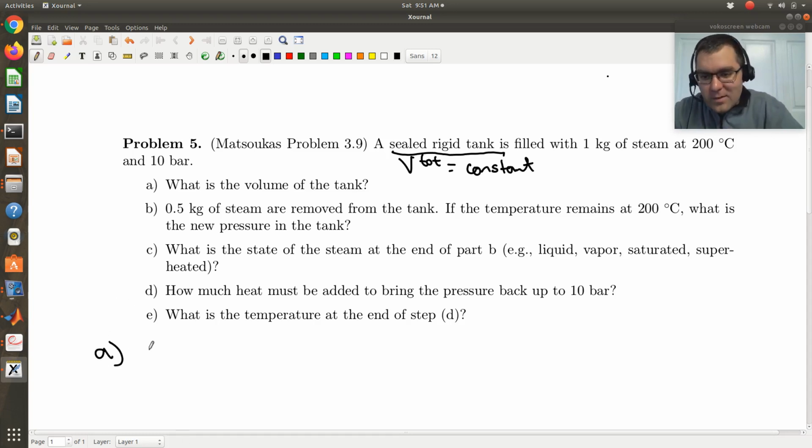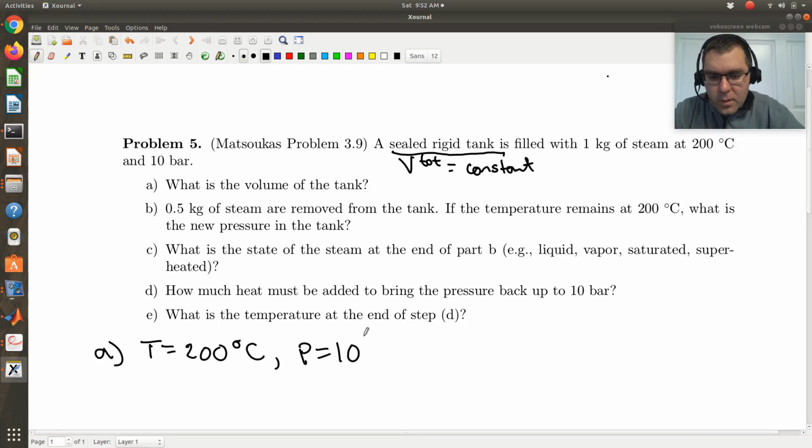So my system is at a temperature of 200 degrees C, and my pressure is 10 bar. And we know from the problem statement that the mass is 1 kilogram. I know the state of my system is going to be fixed since we're given two intensive properties. I want to find the specific volume, in meters cubed per kilogram, because then I just multiply by the mass and I have the total volume.